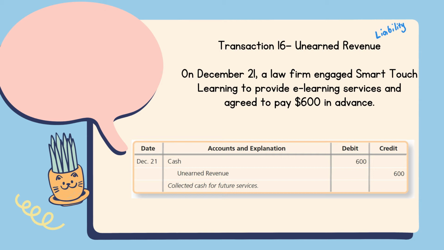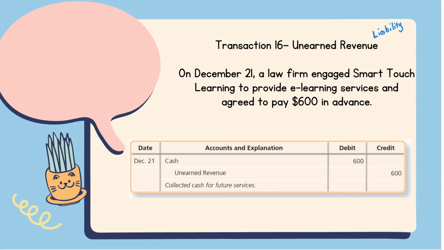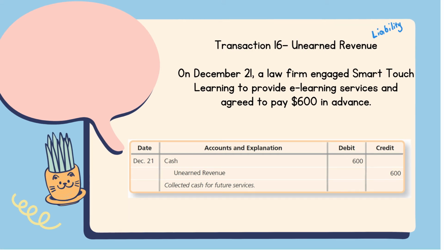And they will pay me $600 in advance. So I received cash in advance. Okay, I'm Smart Touch Learning. So I'm going to provide e-learning services in the future, but I'm going to receive the money ahead. I'm going to receive it in advance. So the first account will be cash. I received cash. And the second account is unearned revenue.